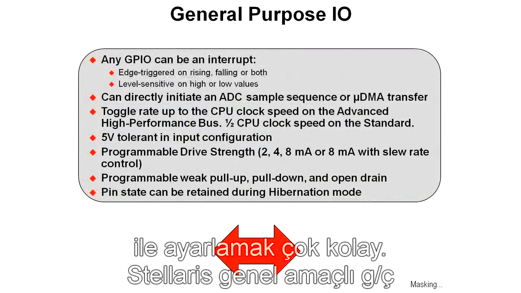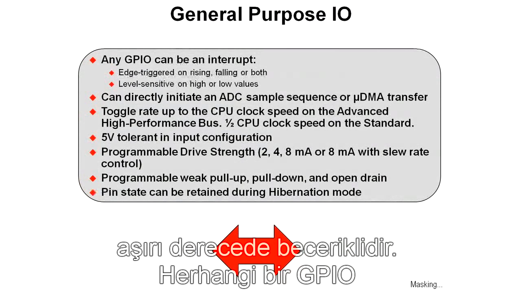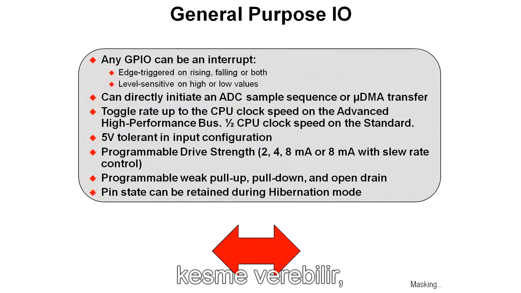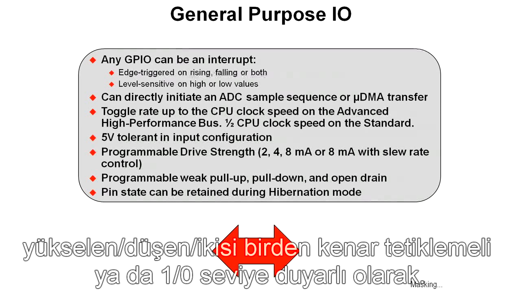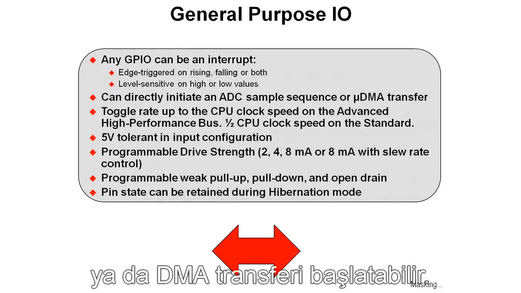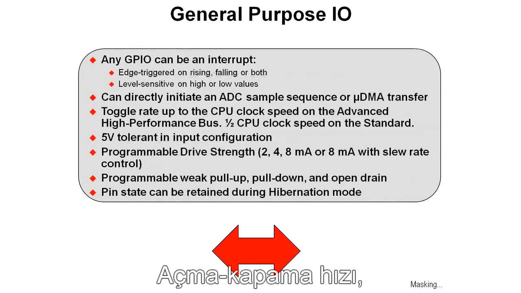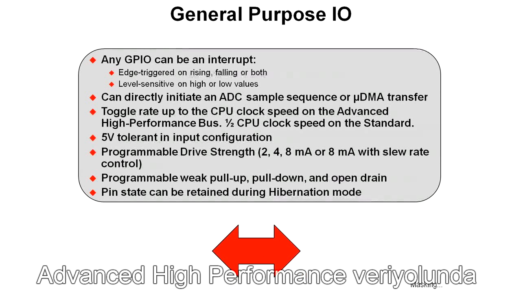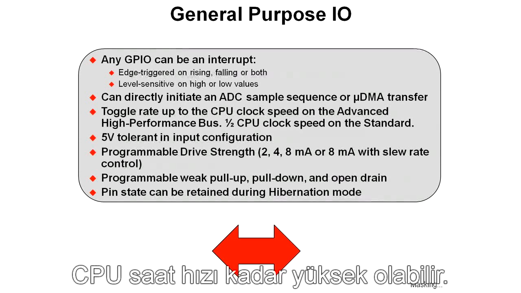Stellaris General Purpose I.O. is extremely capable. Any GPIO can be an interrupt, either edge-triggered on rising, falling, or both. It can be level-sensitive on high or low values. Any GPIO can directly initiate an ADC sample sequence or a DMA transfer. The toggle rate can be as high as the CPU clock speed on the advanced high-performance bus.